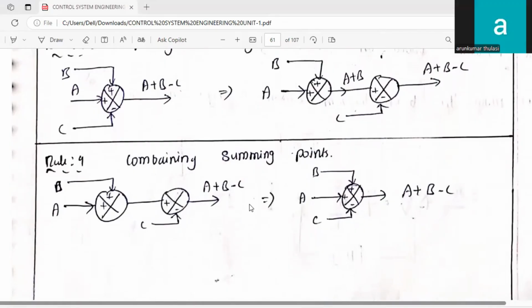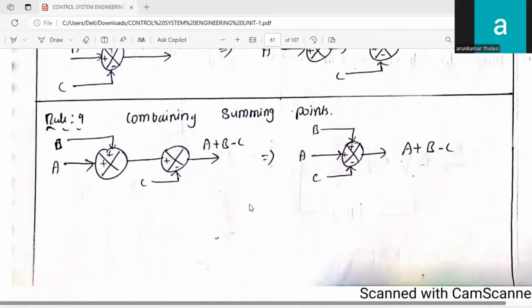Next, combining the summing points. If a diagram has two summing points, we can bring them to one summing point, and then we can reduce that diagram. So this is the way we can combine the summing points.